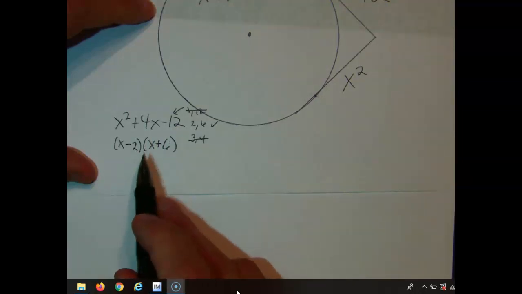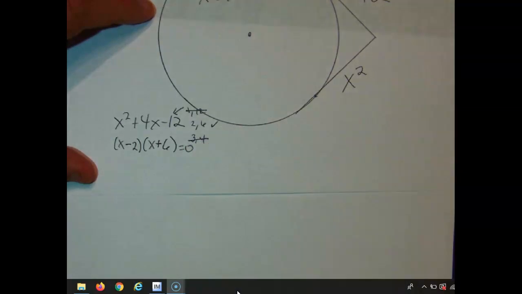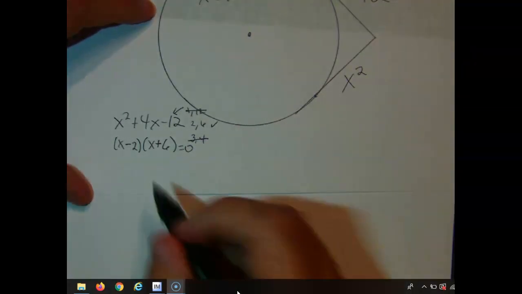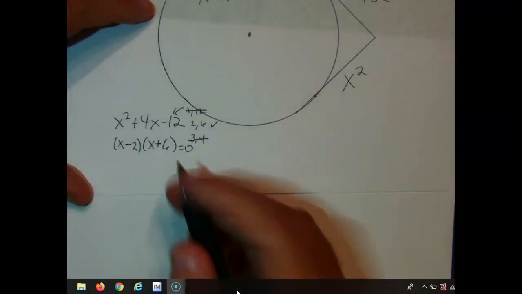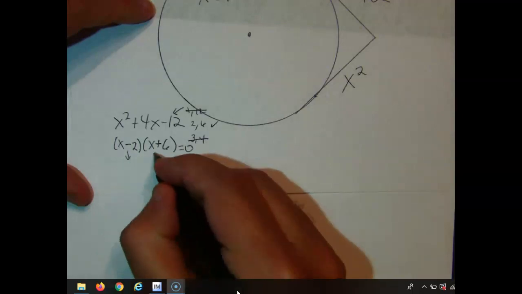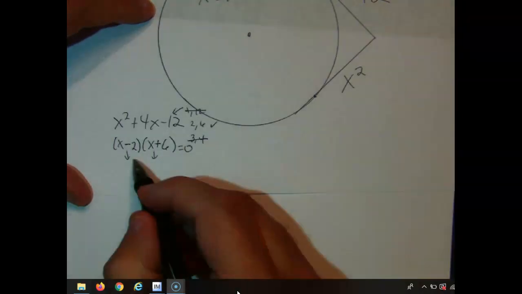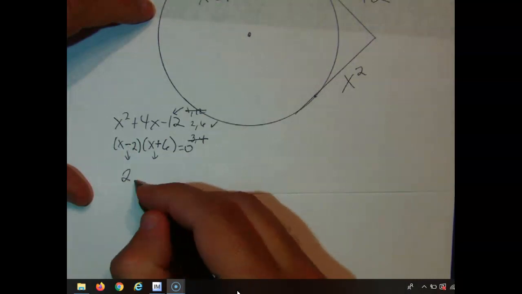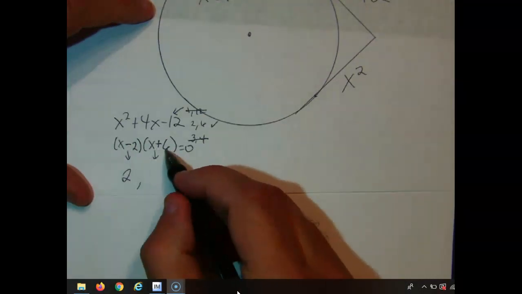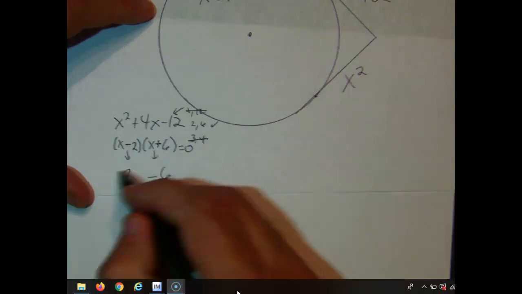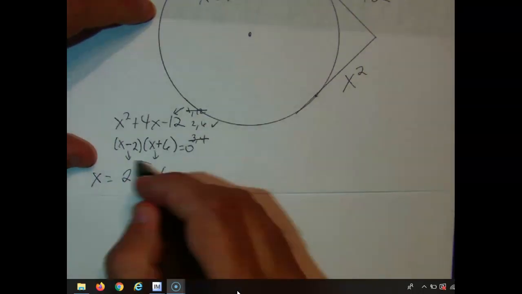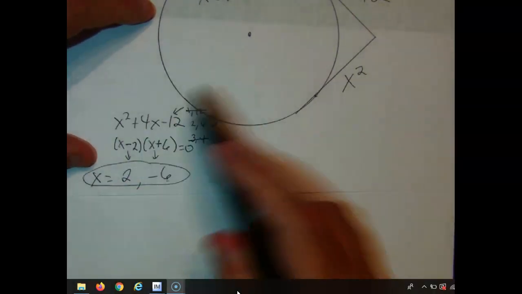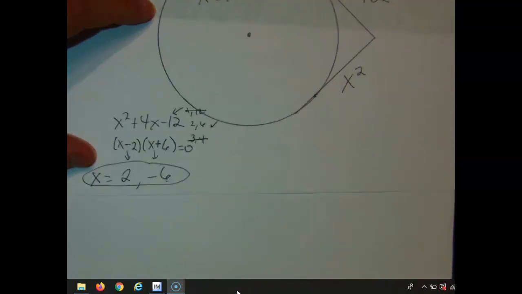When you get to this part right here, you're going to set it equal to 0, and you solve for x on both of them. But here, let me give you just a quick shortcut. All you're going to do is write down the opposite of each number. So the opposite of negative 2 is positive 2, and the opposite of positive 6 is negative 6. So x is equal to 2 or negative 6. If I plug this into our picture, then either one would give you a correct answer.